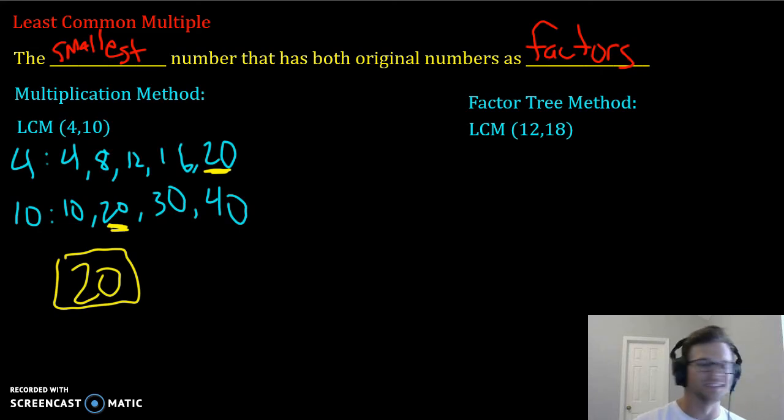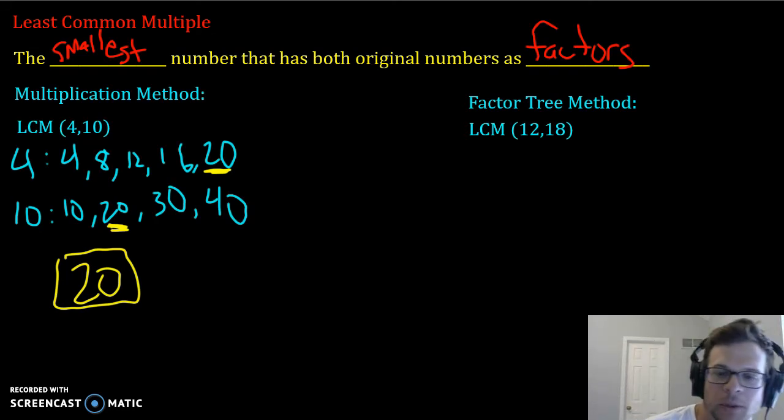Now the key word there is least. You would end up continuing this list all the way up, and you would end up getting 40 again with the 4, which is in common, but you want to find the smallest number that is in common between all of those. The other way you could find least common multiples between two numbers is with our good old trusty factor tree.